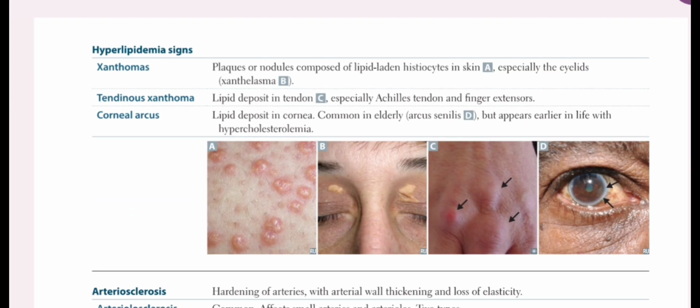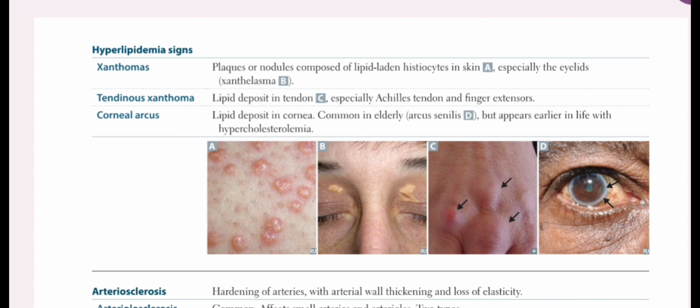Then we have the hyperlipidemia signs. These include xanthomas, tendinous xanthomas, and corneal arcus. So xanthomas are plaques or nodules composed of lipid-laden histiocytes in the skin. These are especially seen in the eyelids and known as xanthelasma.